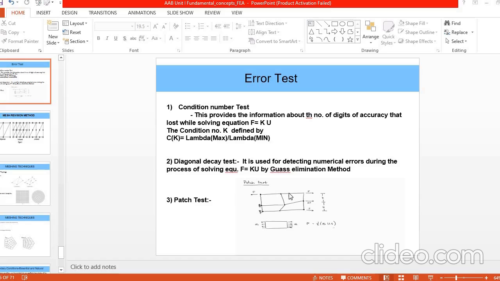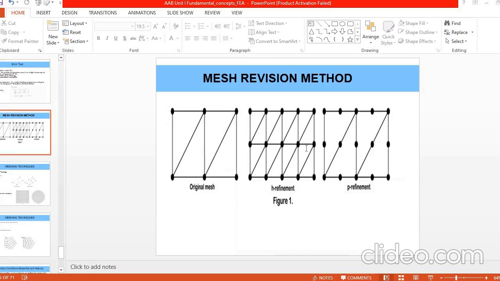Okay, so these are the three tests: condition number test, diagonal decay test and patch test. Next is mesh revision method. Mesh revision method can improve the results in analysis. The aim is to achieve the necessary accuracy by adopting as many degrees of freedom as possible. Mesh revision method involves refinement of a coarse mesh.